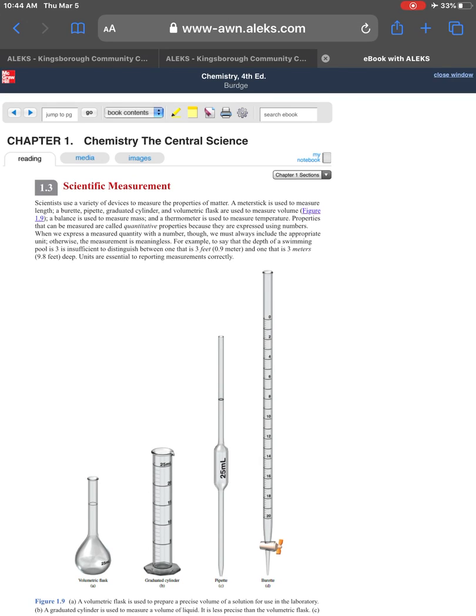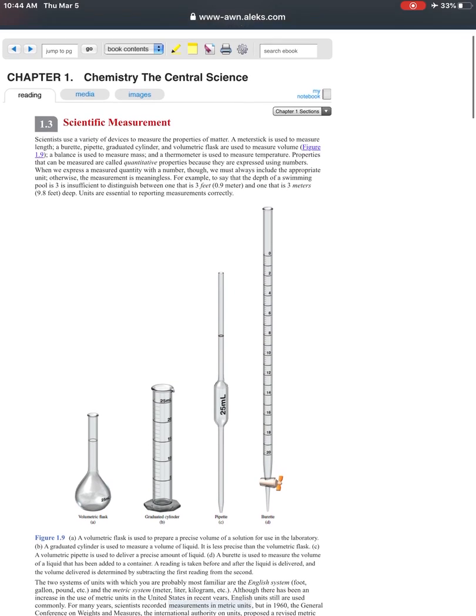ounces, pounds. Examples of the SI system would include meters or centimeters or kilometers, grams or kilograms. Those are the SI units.